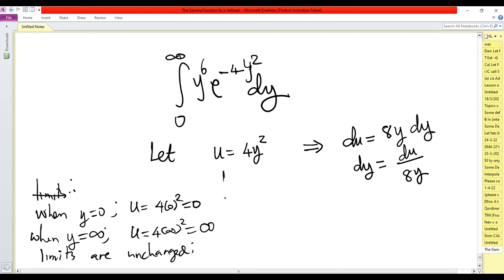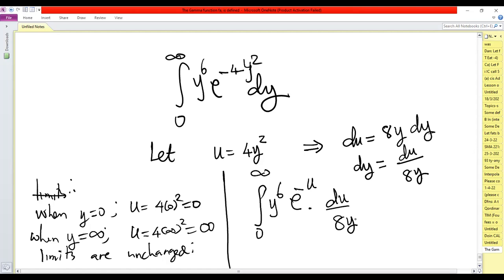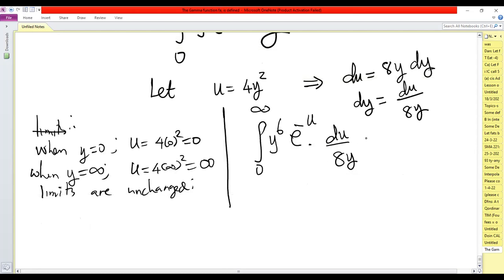Then, doing the transformation, we will have the integral from 0 to infinity of y power 6, and then e raised power minus u, because I've already fixed this part, times du over 8y. Now, this will give us the integral from 0 to infinity, and I can factor out 1 over 8, and then y power 5, e raised power minus u du.